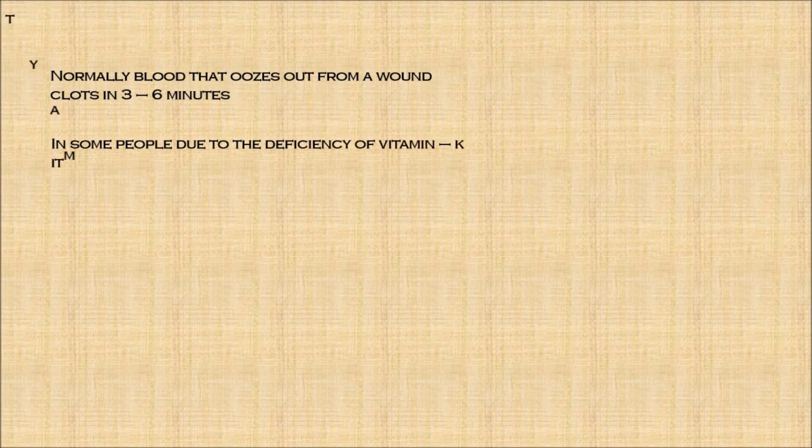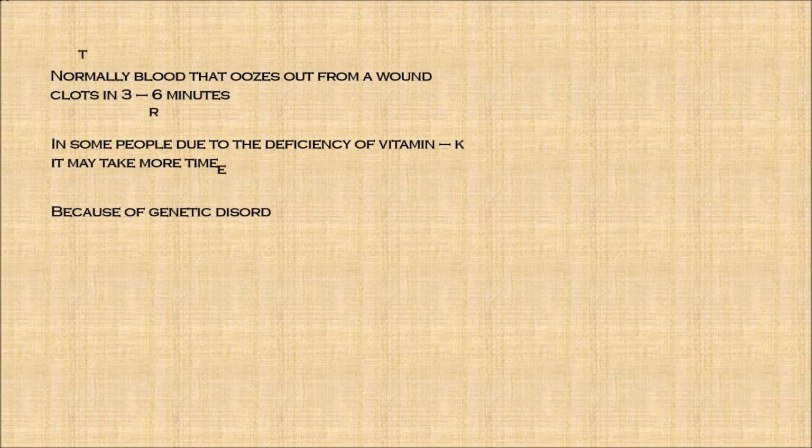Normally blood that oozes out from a wound clots in 3 to 6 minutes, which I have mentioned earlier. So what is responsible for it? In some people, due to the deficiency of vitamin K, it may take more time. So what may take more time? The clotting of the blood may take more time because of the deficiency of vitamin K.